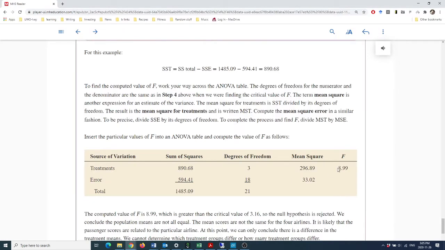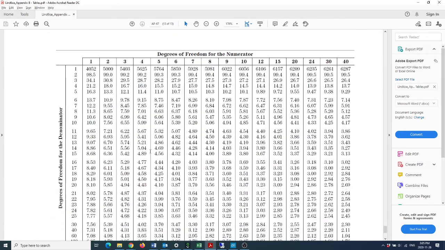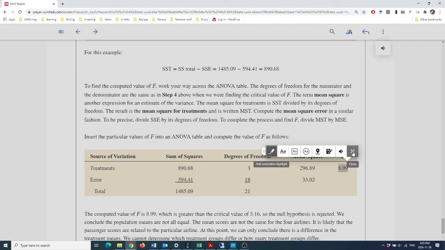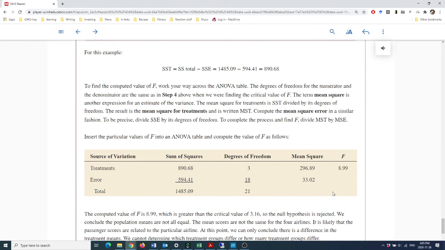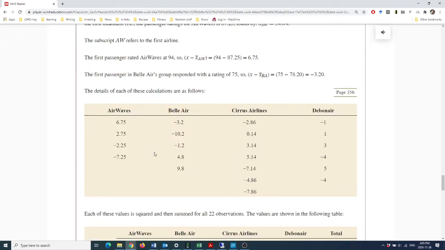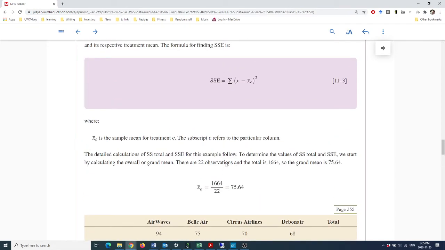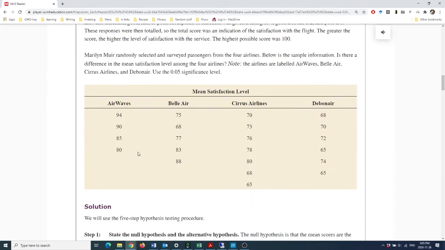So your F statistic 8.99 is greater than 3.16. Even if you're using the 1% significance level, it is still greater than 5.09, the critical value of F at the 1% level. That means you reject the null hypothesis and the alternate hypothesis is understood. That means the means are not the same for all of these 4 airlines. The customer satisfaction actually differs for these 4 airlines, and the means are not the same.